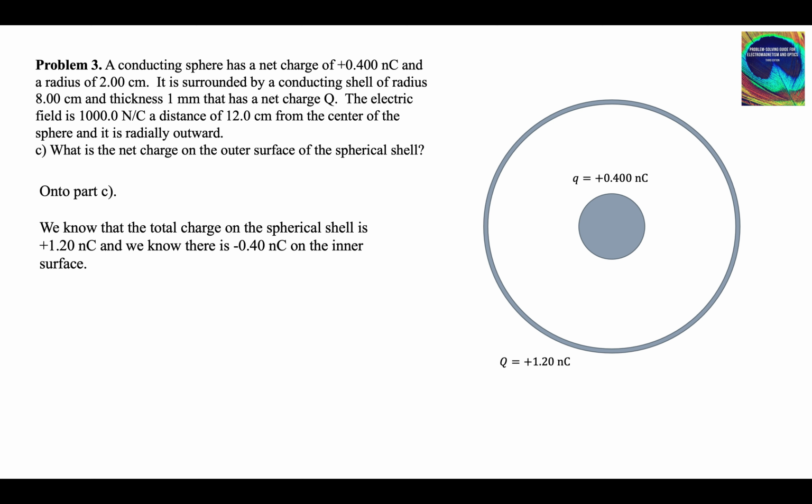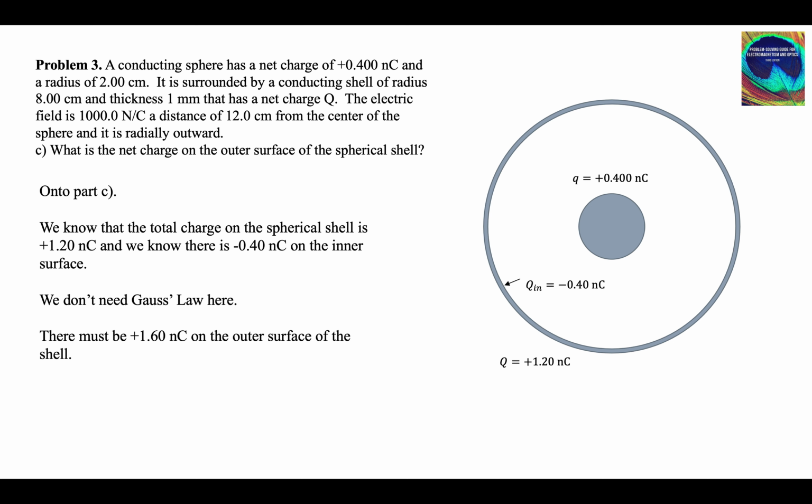Part C, what is the charge on the outer surface of the spherical shell? We know the inner surface has minus 0.4, and we know the total is plus 1.2. So the outer has to be plus 1.6. There we go. Plus 1.6 minus 0.4 is plus 1.2. The charge on the outer surface of the spherical shell is plus 1.6 nanocoulombs.